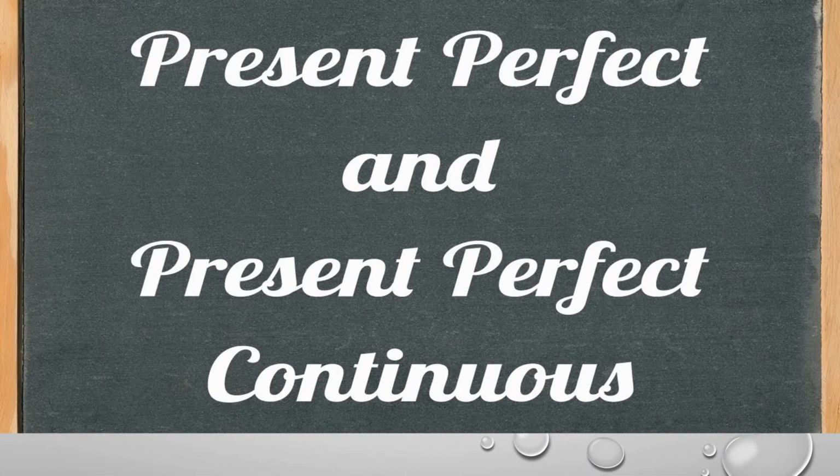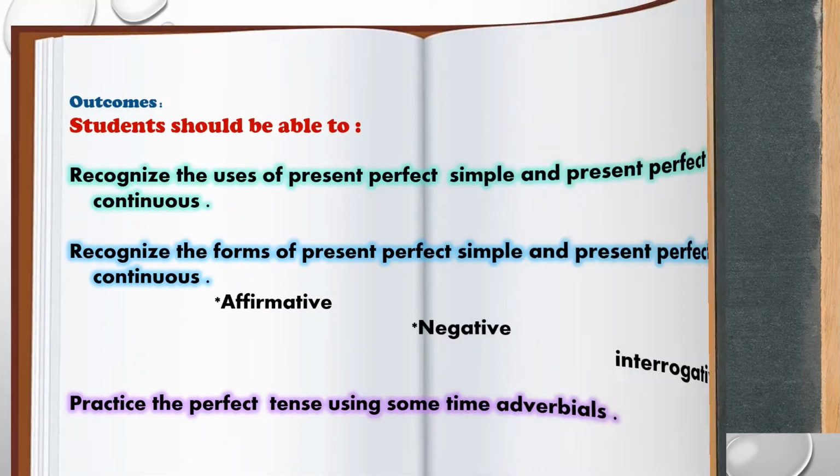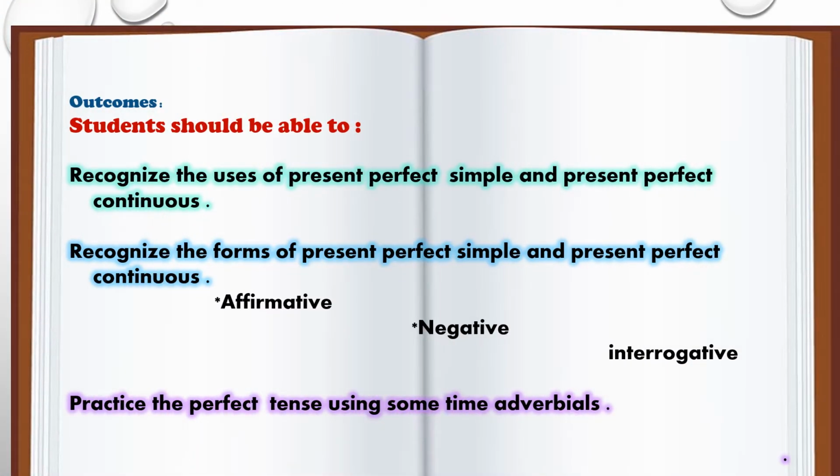The title of our lesson today is Present Perfect and Present Perfect Continuous. So, in our lesson today, students should be able to recognize the uses of present perfect and present perfect continuous, recognize the form of present perfect and present perfect continuous in the affirmative, negative, and interrogative form, and the last step of our lesson today, you are going to practice the perfect tense using some time adverbials.